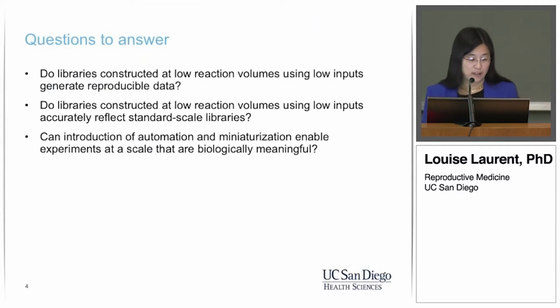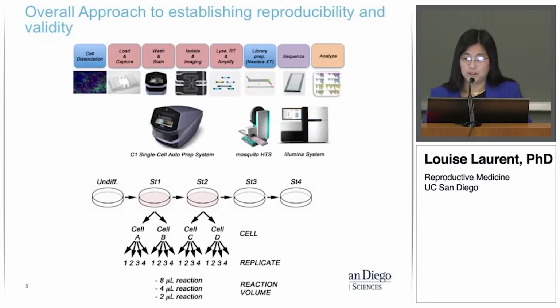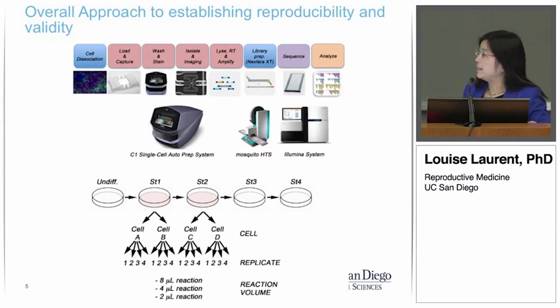To begin with, we wanted to do a set of proof of principle experiments to answer these questions. First, do libraries that are constructed in low reaction volumes with low inputs generate reproducible data? Second, do these libraries accurately reflect the answers that you get with standard scale libraries? And finally, can we introduce automation in such a way that we can scale the experiments to give us biologically meaningful results? This is our overall pipeline.